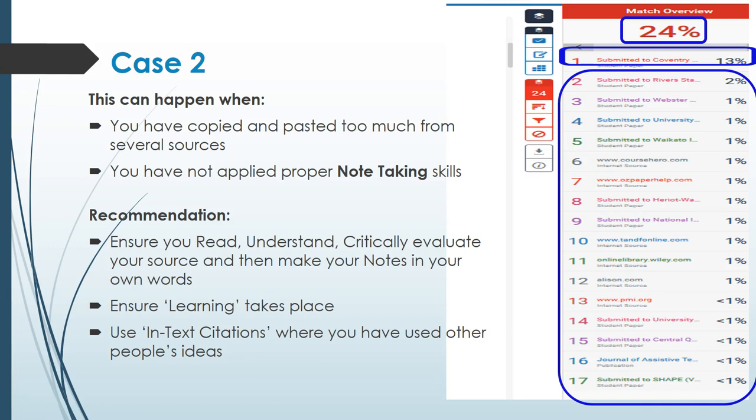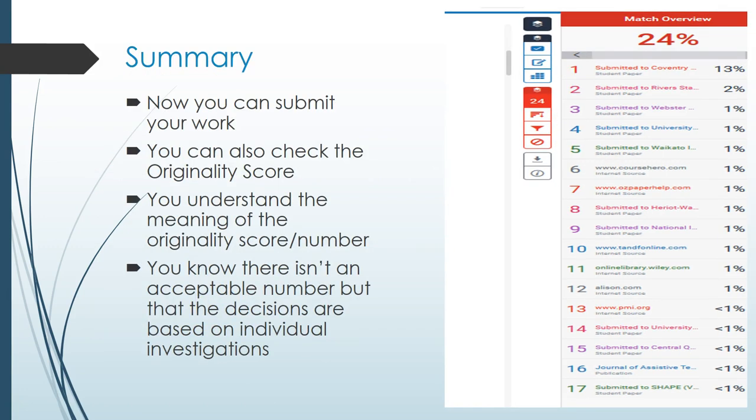Like I mentioned earlier as well, it's best practice to use a referencing management system. That way you don't lose your sources and you're effectively referencing as you go along. So in summary, now you can submit your work to Turnitin. You can also check the originality score. You understand the meaning of the originality score number. I know that there isn't an acceptable number, but that the decisions are based on individual investigations.